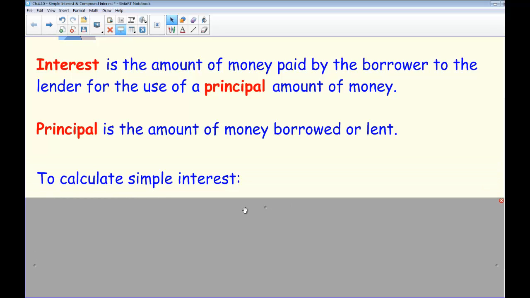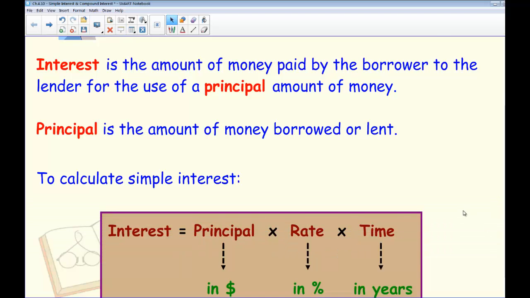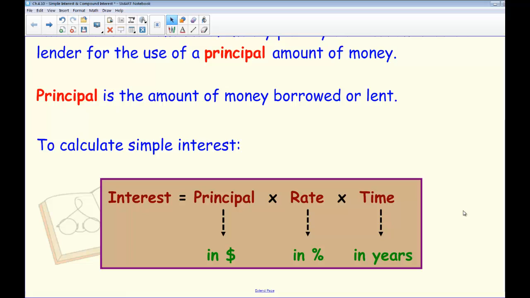Now, to calculate simple interest, it's actually pretty easy. The standard formula that we use is the principal amount in dollars multiplied by the interest rate, which is expressed as a percentage, and multiply that by time, and usually that is expressed in years. So when you multiply all that together, then that will give you the amount of interest that is earned.